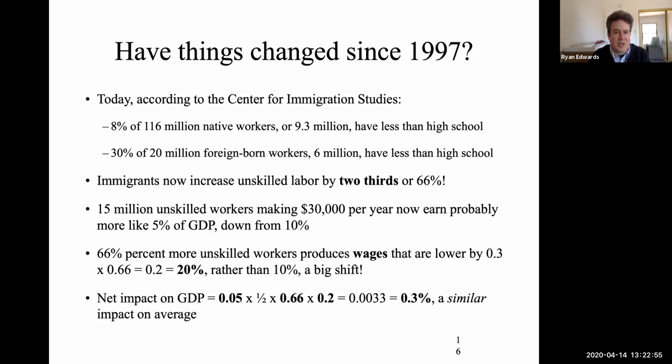So we're talking about, say, 8% of the 160 million native workers back around 2014, I would imagine, or maybe about 10 million, 9 or 10 million workers have less than a high school degree. By comparison, perhaps 30% of the 20, probably that might be more like 22 million foreign-born workers today have less than a high school degree. And so what we're talking about then is a much larger share of that pool of less skilled workers who are foreign-born.